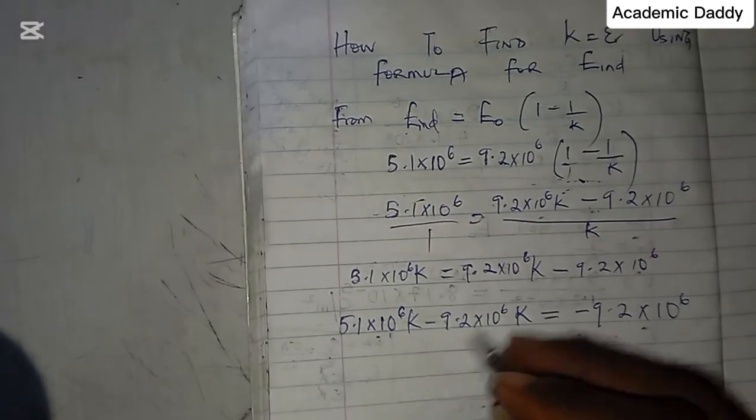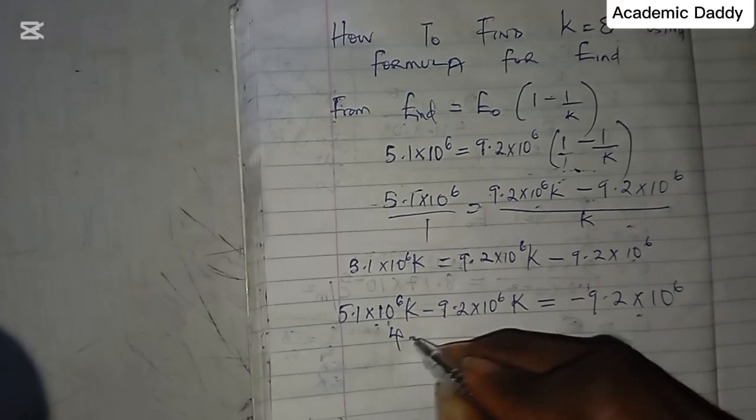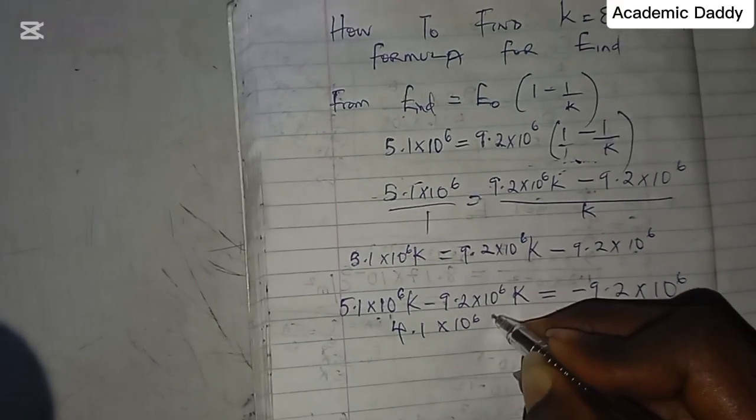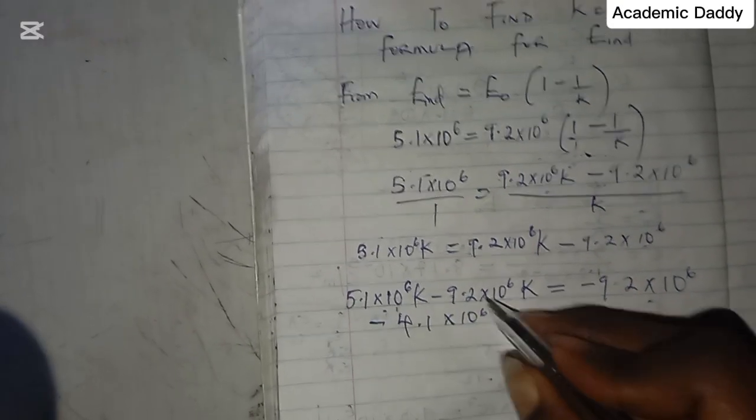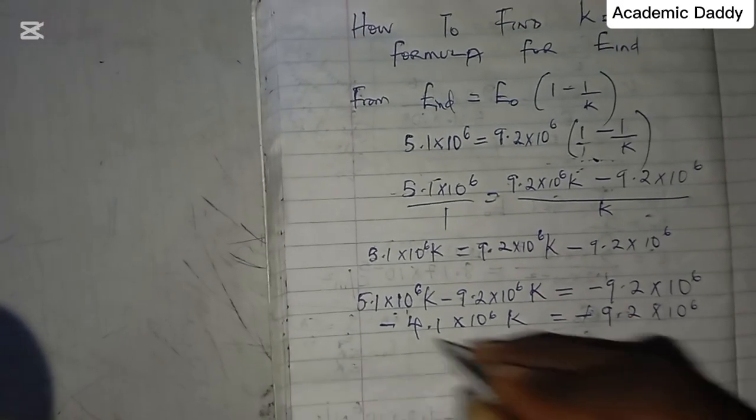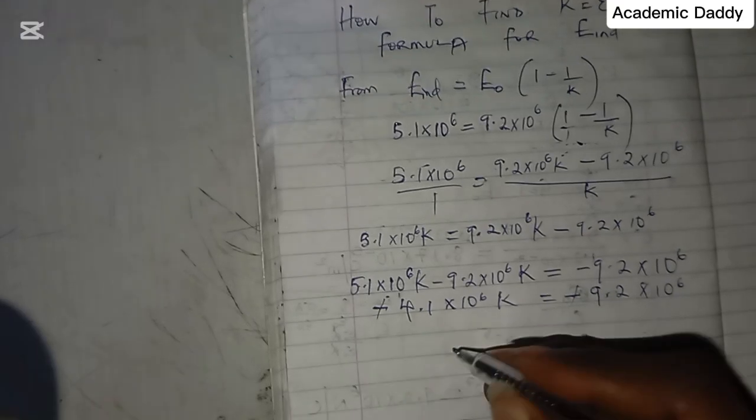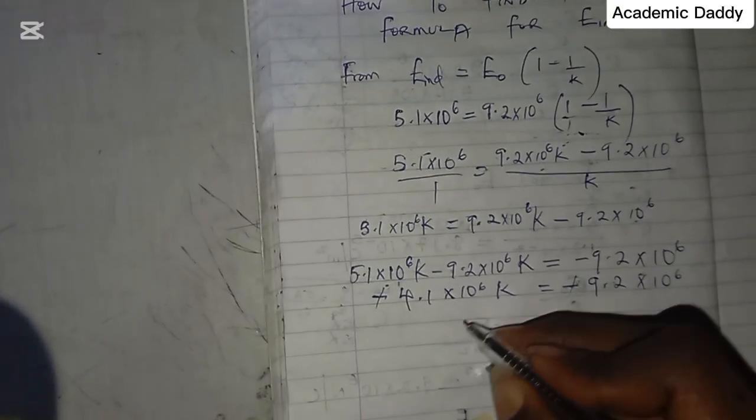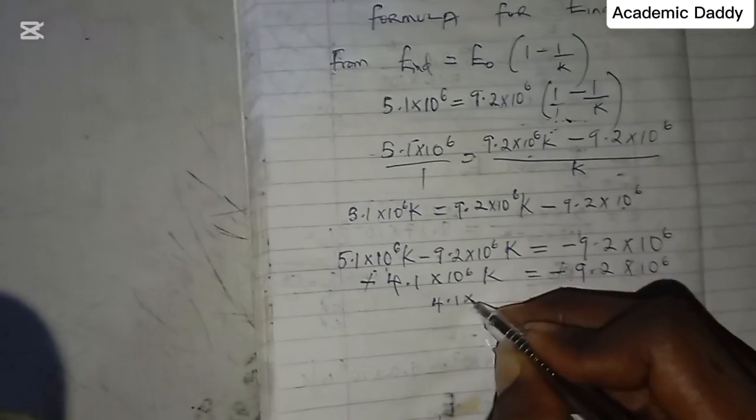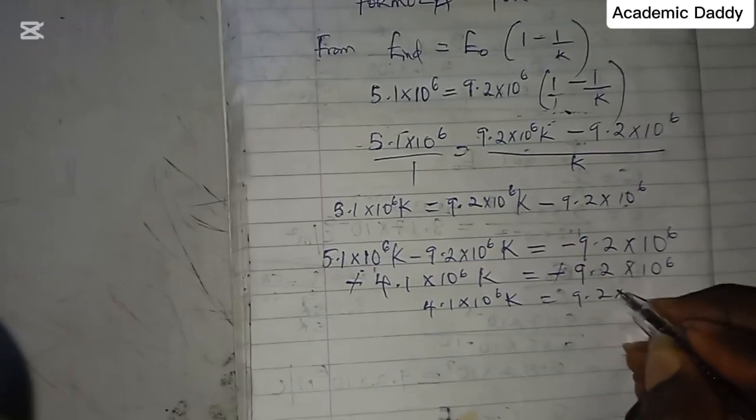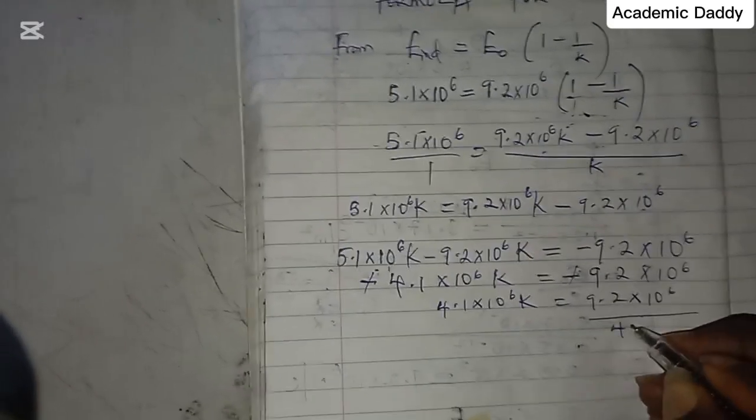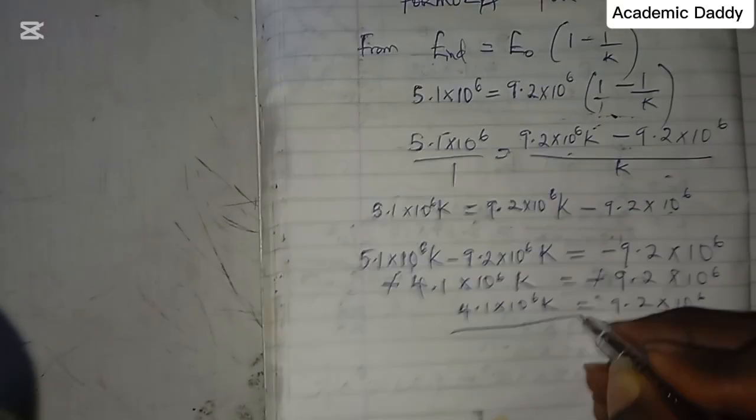So if you do it, you see that you now have this side, if you subtract, you have 4.1 times 10 raised to the power 6k is equals to, and this is going to be minus because smaller number is subtracting big number. So minus cancel minus. You can say divide both sides by the coefficient of k to get k, so that you now have 4.1 times 10 raised to the power 6k equals to 9.2 times 10 raised to the power 6 divided by 4.1 times 10 raised to the power 6.